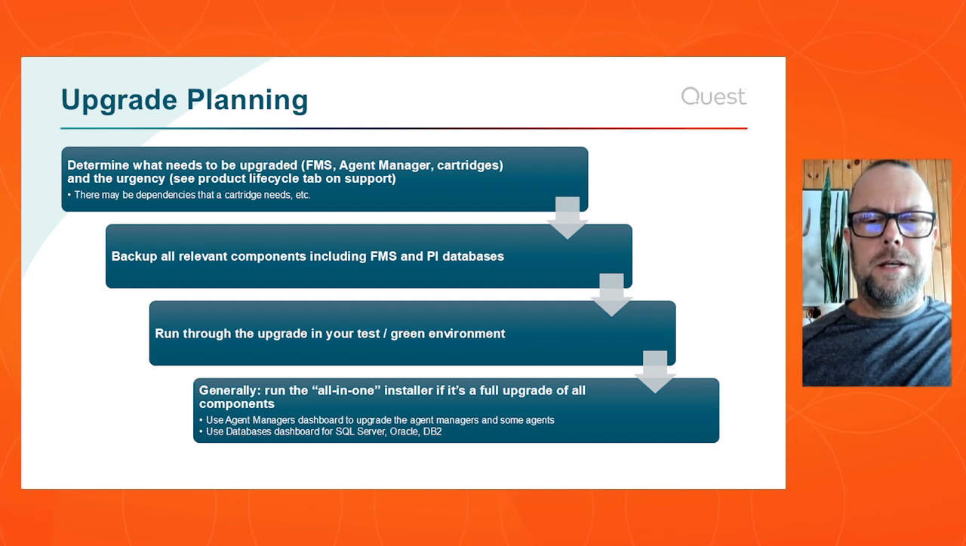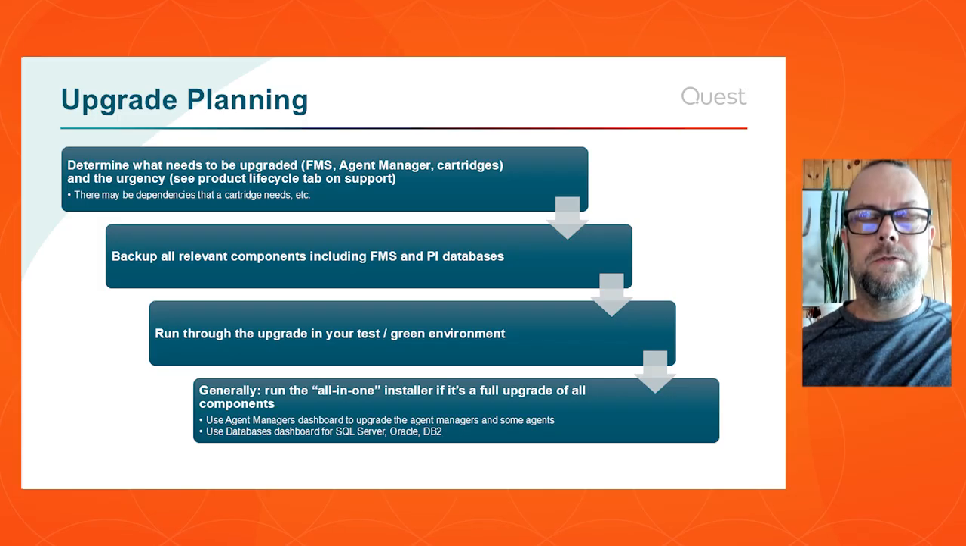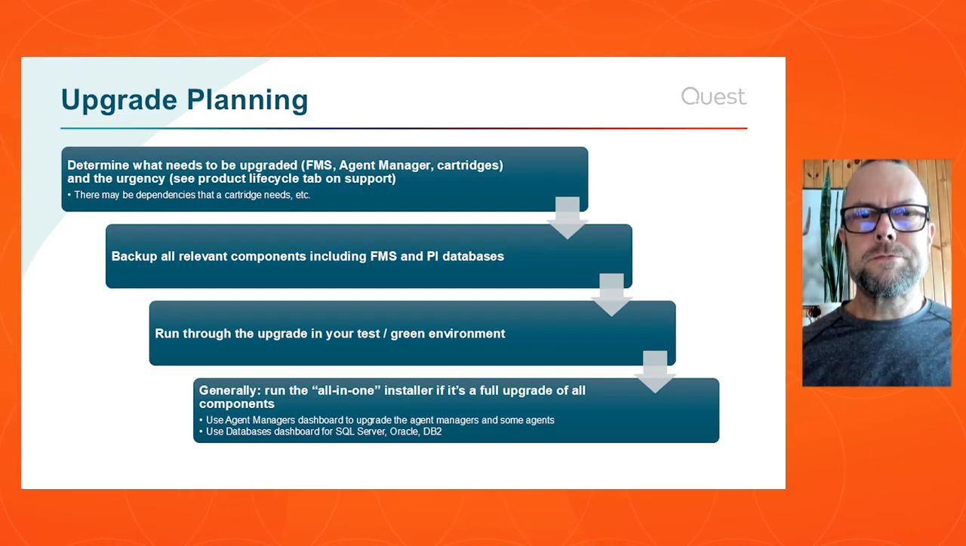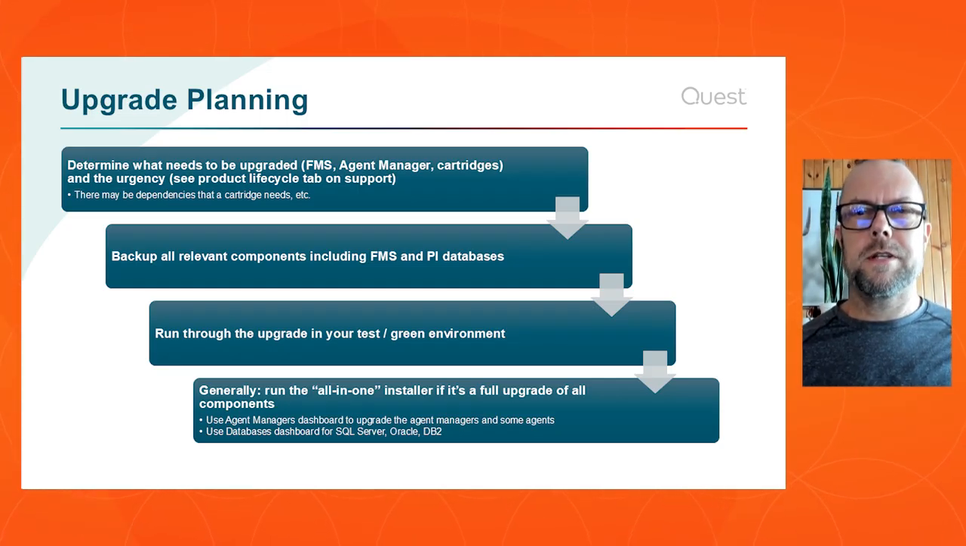And then if we're looking at upgrading Foglight for databases, I do this in my lab all the time. I just run the all-in-one installer, so it upgrades all components. You use the agent manager's dashboard to upgrade the Foglight agent managers. Some agents you also upgrade from that dashboard. If you're running SQL Server, Oracle, or DB2, you'll want to use the databases dashboard to do that. It's got a wizard, it steps through the process. There's some additional updates it does to the PI repositories, and that's the way to go.